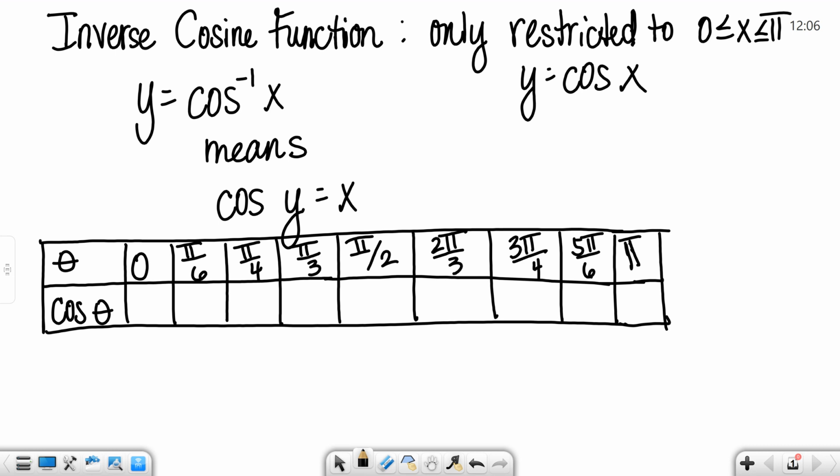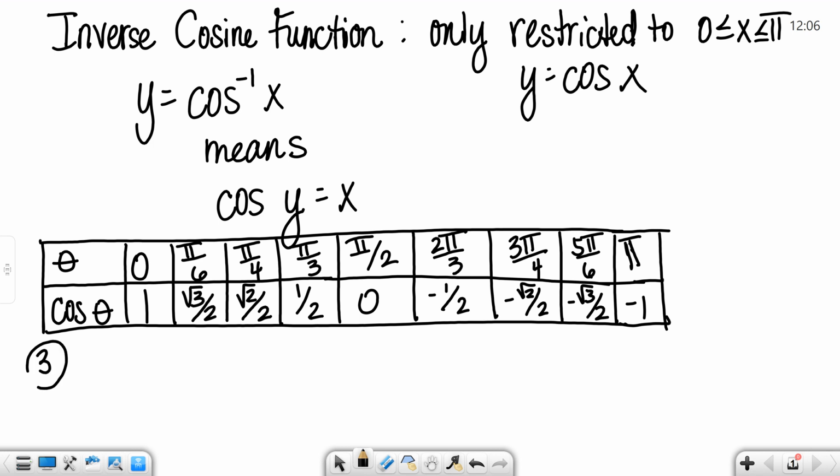Okay, so if we look at our unit circle, the cosine at 0 is 1. The cosine at pi over 6 is the square root of 3 over 2. Square root of 2 over 2. 1/2. 0. Negative 1/2. Negative square root of 2 over 2. Negative square root of 3 over 2. And negative 1. Okay, so now we've got our little table, and we're going to solve these just like we did the two sine functions above. We're going to let theta equal our inverse function, and then we will find theta.